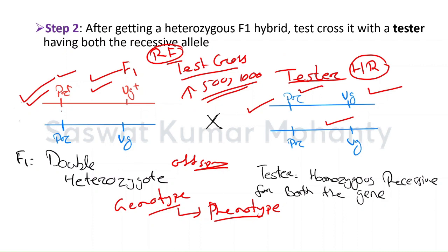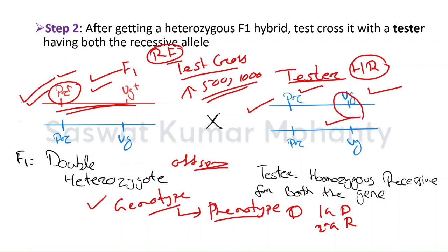So if you find that both genes in the offspring show the dominant character, it means there was no crossing over. If in the offspring one gene is dominant and the second gene is recessive, for example dominant for eye color and recessive for vestigial, what does it mean? There was a crossing over. Are you getting it? That's why we are doing a test cross in this second step.